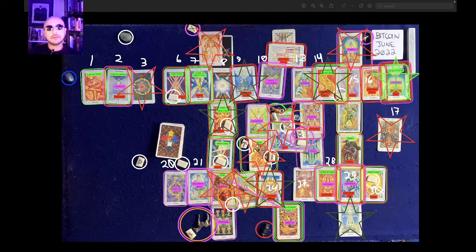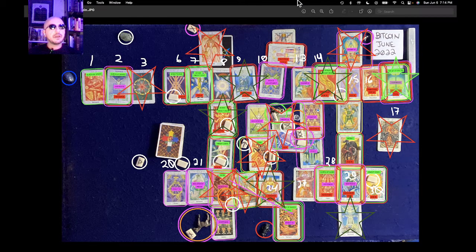Hello, my friends. This is the Bitcoin 1 month overview for June 2022. It is currently June 5th, 7:14 p.m., June 5th, 2022.